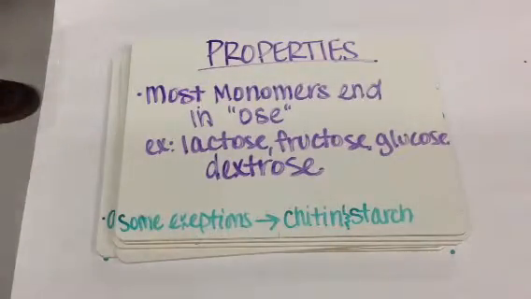And then the last thing that we have for a carbohydrate are its properties. Most monomers, also known as our monosaccharides, notice we have that mono there, mono means one, and end in -ose. So we have our lactose, our fructose, our glucose, and our dextrose.